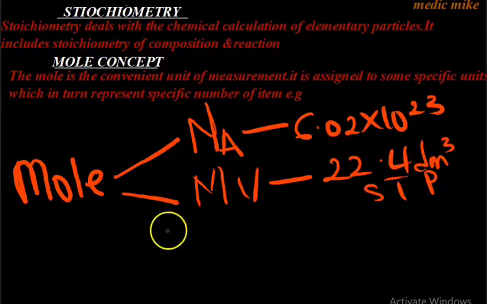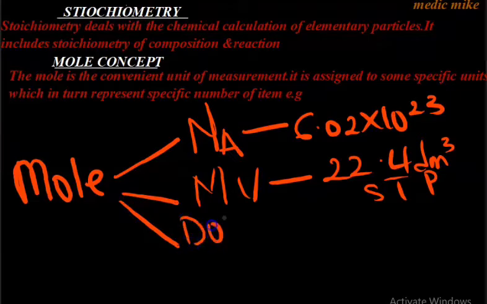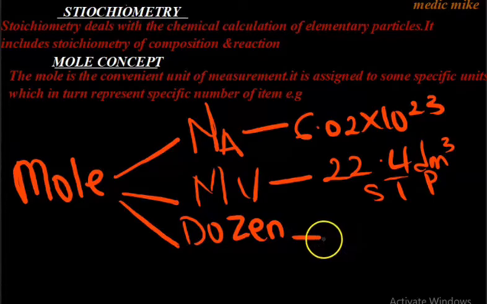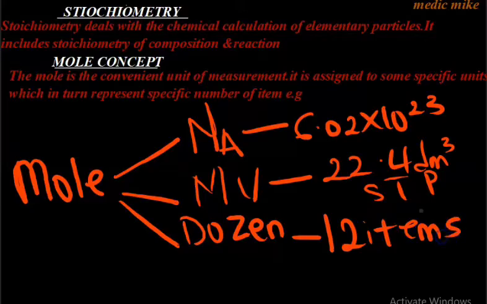Now, for better assimilation, you can say a mole represents a dozen. And we all know what a dozen means. A dozen represents an item which comes in 12 bundles or in 12 items. So you can say a mole can represent any number of quantities, and it's just the basic unit of chemical calculation.